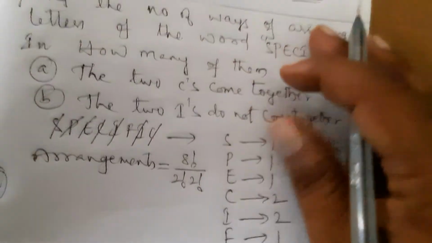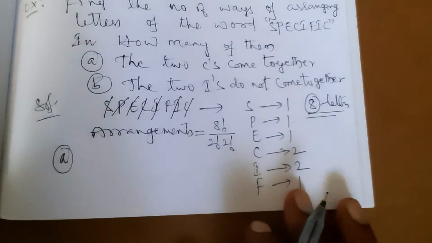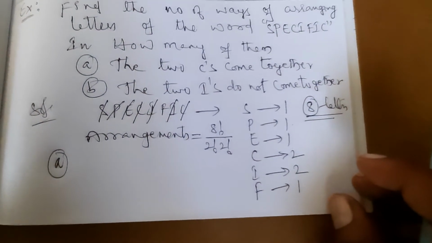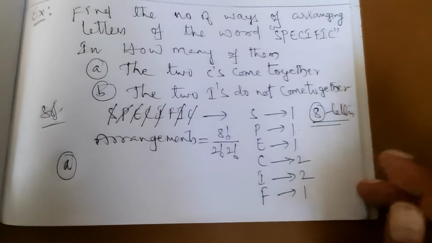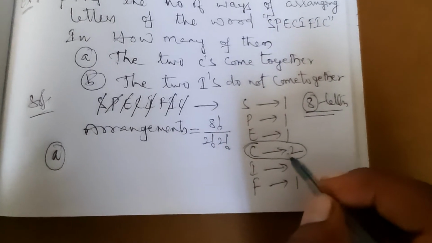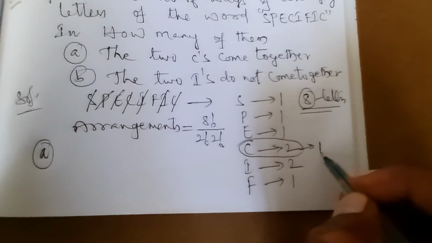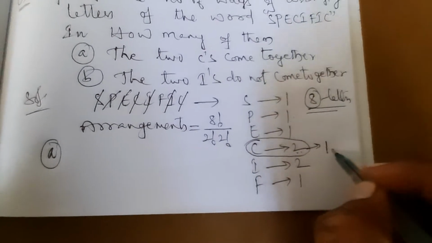Now we will discuss the first part A. When you are discussing the first part A, here you have to understand one thing. The two C's come together. The same concept I already told you before. Whenever things come together, immediately you have to take those things that come together as one unit. So here the two C's you can take as one unit.